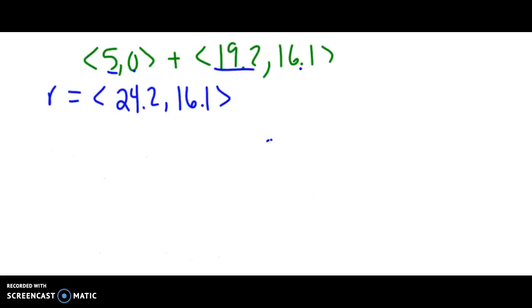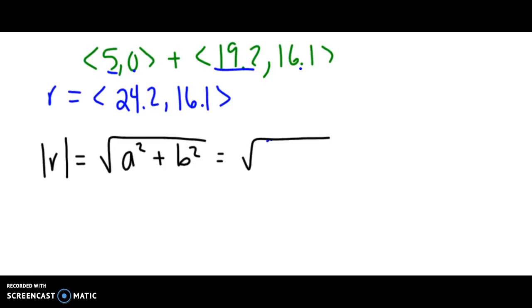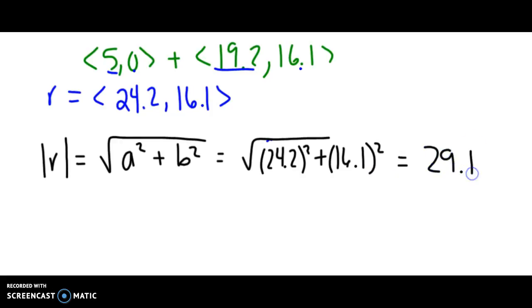Okay, so remember, my magnitude r was just the square root of a squared plus b squared, right, in component form. So for us, it's going to be 24.2 squared and 16.1 squared. Okay, I put all that into my calculator, and it comes out to approximately 29.1 meters per second. Okay, so that's how fast the football is traveling.